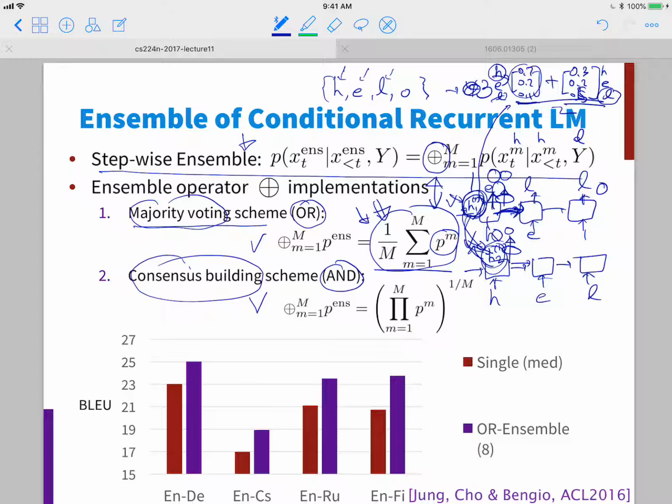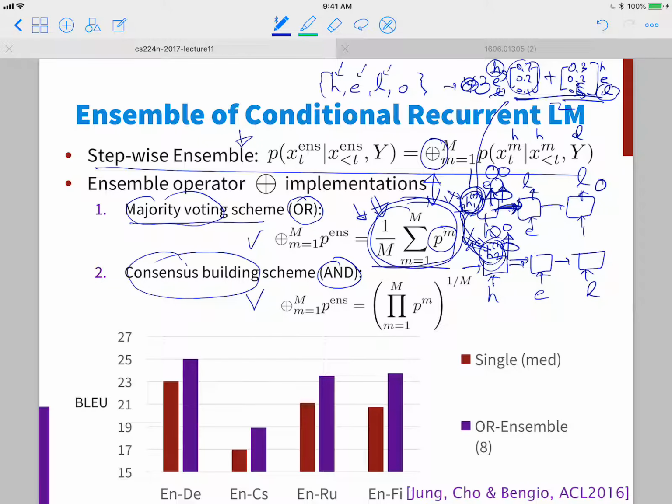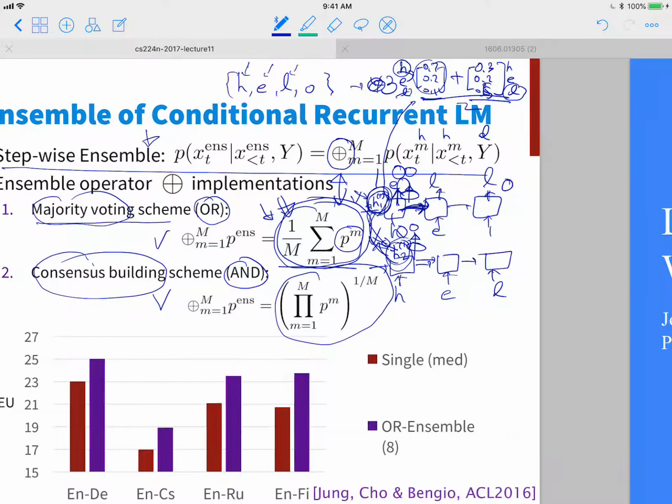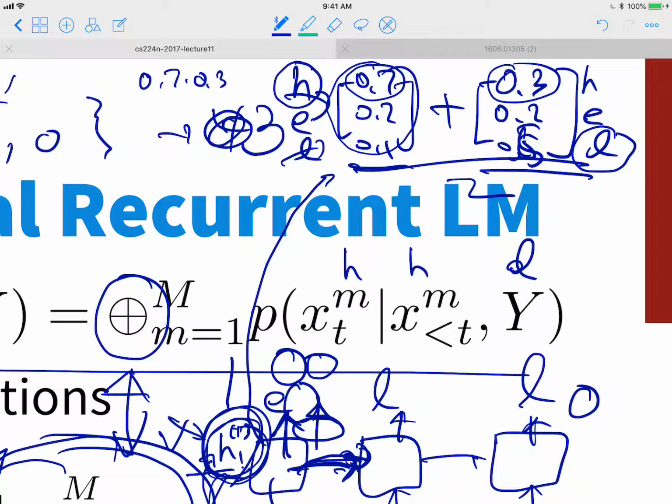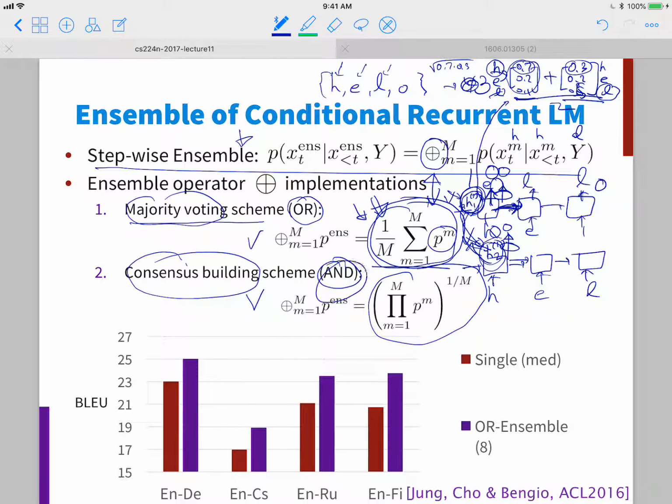So simply, this one is arithmetic mean, and this one is geometric mean. Okay, so when doing the average between these 0.7 and 0.3, the average would be 0.5 when doing the arithmetic mean, right? But when doing the geometric mean, we do the multiplication and then take the square root of it, right? And then this is called the AND operation, and in contrast, the arithmetic mean is called the OR operation.